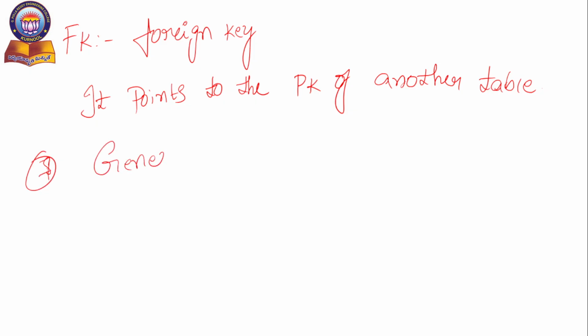Next one, generalization. Already we discussed the relationship topic. How many types of relationships are there? One-to-one, one-to-many, many-to-one, and many-to-many relationships are there. But let's come to the point. Generalization and specialization are also special types of relationships. What is meant by the generalization? Generalization is the process of creating a more general entity type from a set of more specialized entity types.